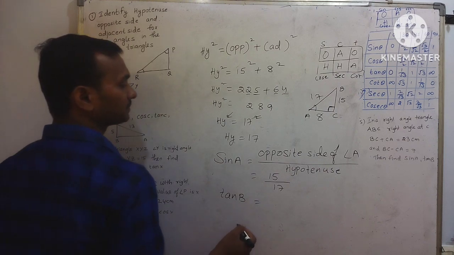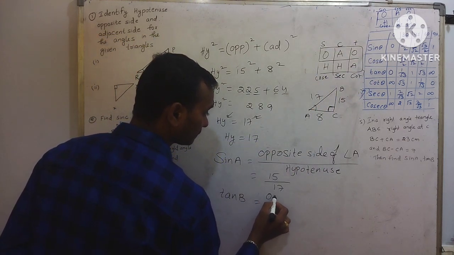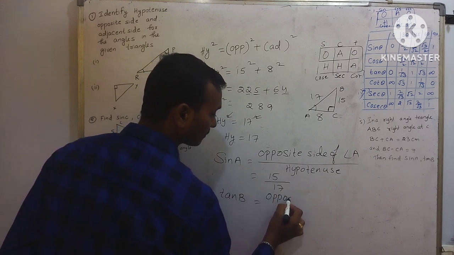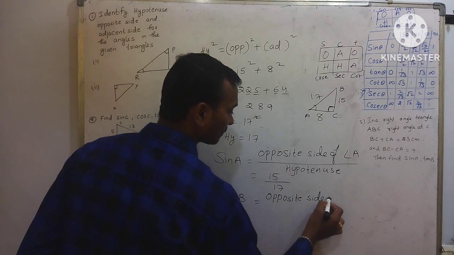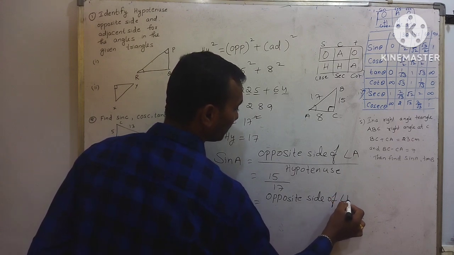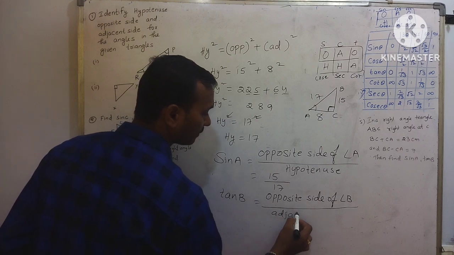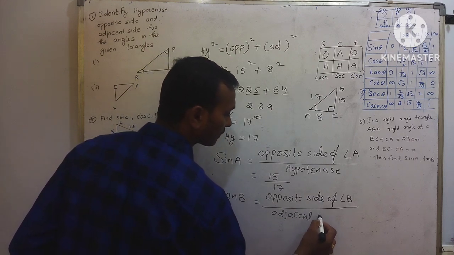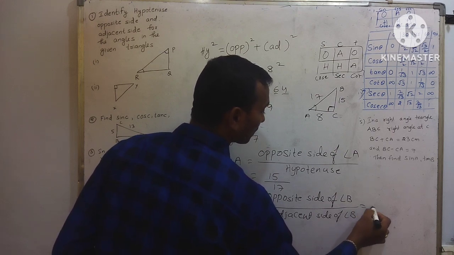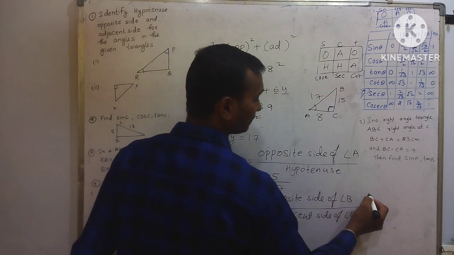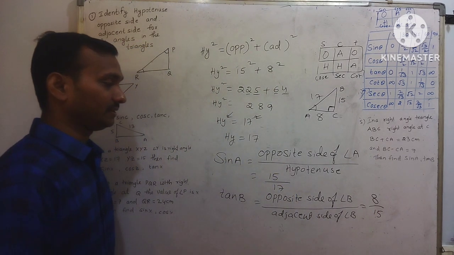Tan B. What is tan? Opposite side by adjacent side. Opposite side of angle B by adjacent side of angle B. You see from B, opposite becomes 8, adjacent becomes 15. So tan B is 8 by 15.